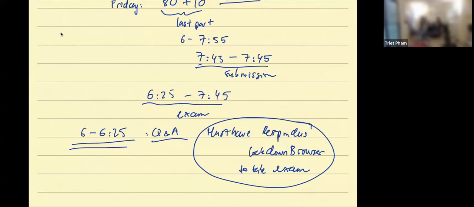Yes, and remember to box your answer. Usually the box is provided for you on the exam paper, but here you need to box your own final answer. That's part of the rubrics. Okay. Anything else?